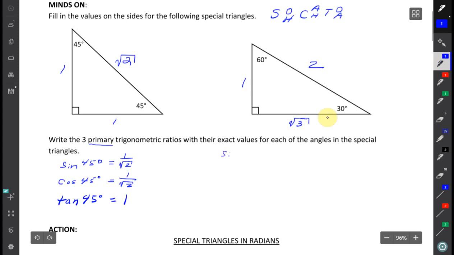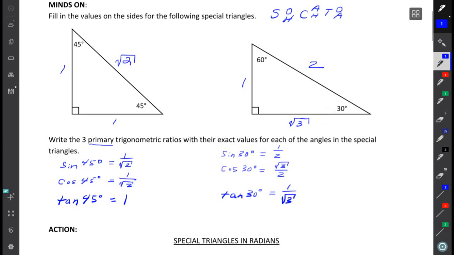The sine of 30 is equal to the opposite over the hypotenuse, that's 1 over 2. The cos of 30 is equal to the adjacent over the hypotenuse, which is root 3 over 2. And the tan of 30 is equal to the opposite over the adjacent, which is 1 over the root of 3.